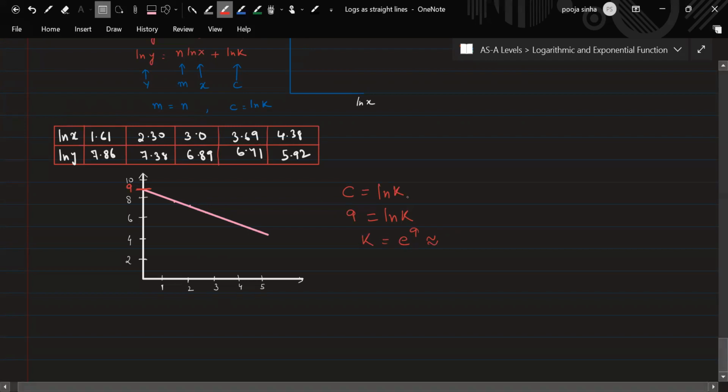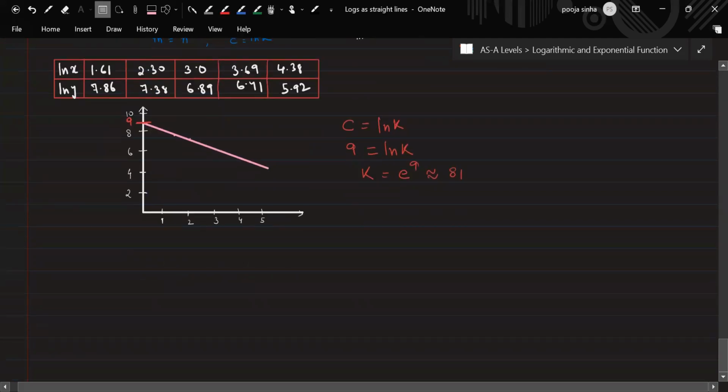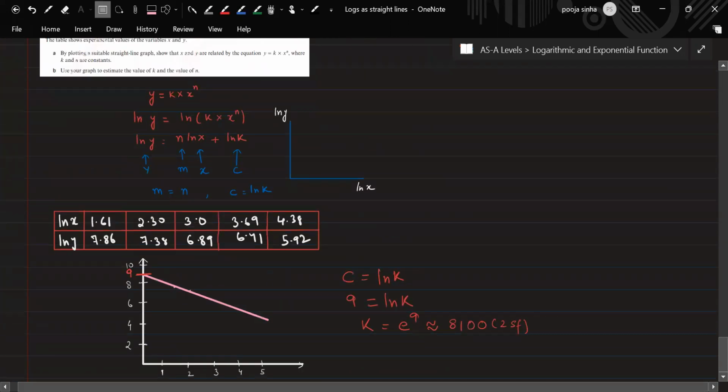8.8103. 8103. And since we are supposed to answer in two significant figures, it will become 8100. Two significant figures. So k value is understood. Next, you're supposed to figure out what is the value of m.